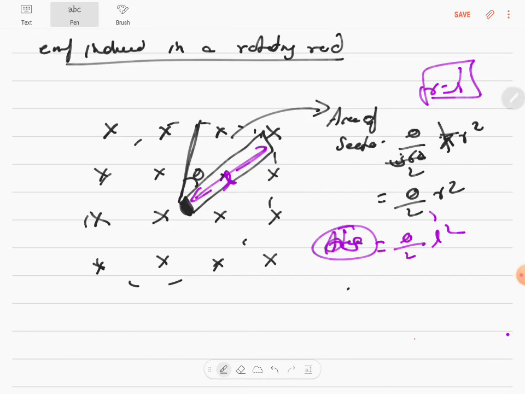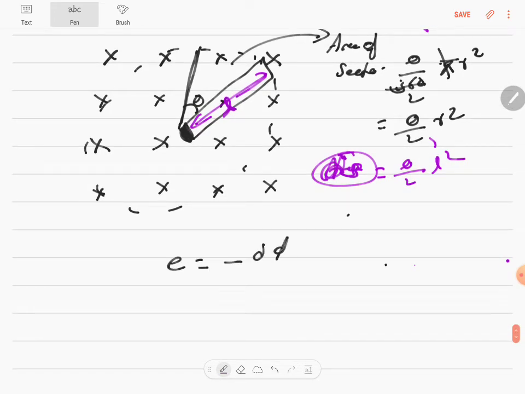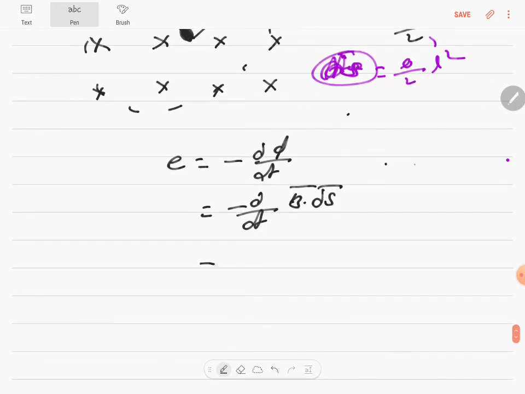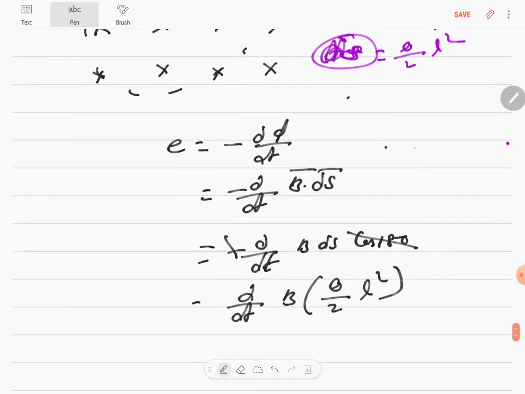So that's my ds vector. Now I'm going to substitute this in the formula. E is equal to minus d phi by dt, which is minus d by dt of B dot ds vector. The angle between the magnetic field and the ds vector is 180 again, inward and outward. So B ds cos 180, cos 180 is minus 1, so the minus signs cancel. d by dt is B into area, and the area is theta by 2 into L square. What are all the constants?